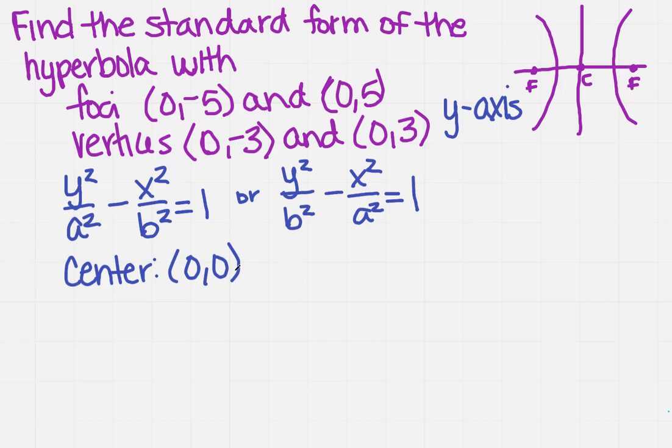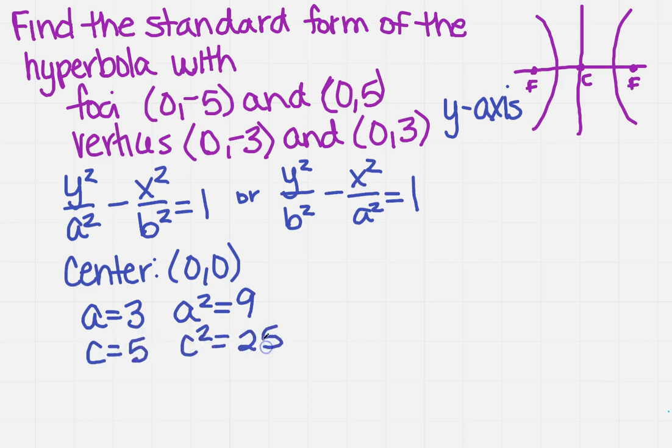Now once I have that, I need a squared and I've got b squared. Well, do I know what a squared is? Sure I do. I've got my vertices, right? So I know that a equals 3 and a squared equals 9. And if I want to go from the center to the focus, that's how many units? Well, that's going to be 5. So c is going to equal 5, and c squared will equal 25.